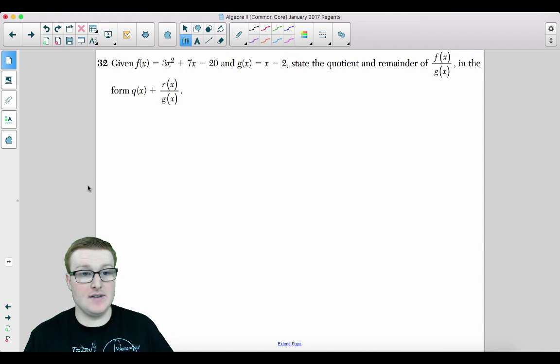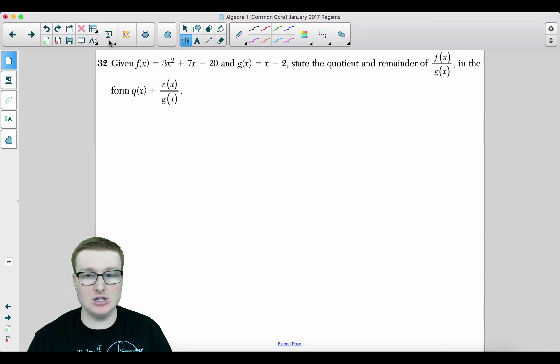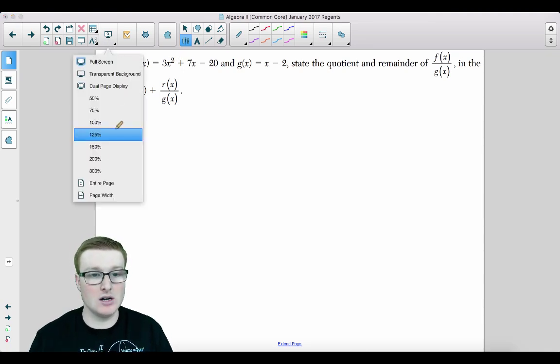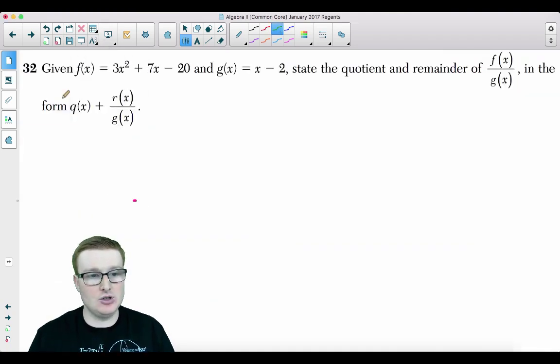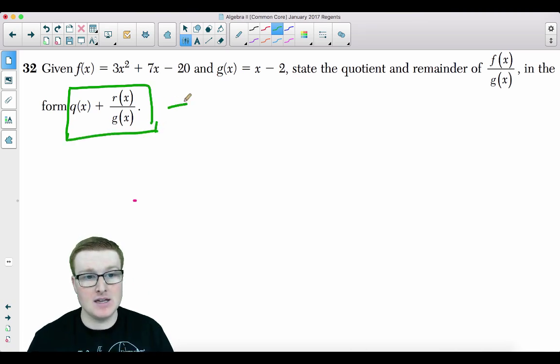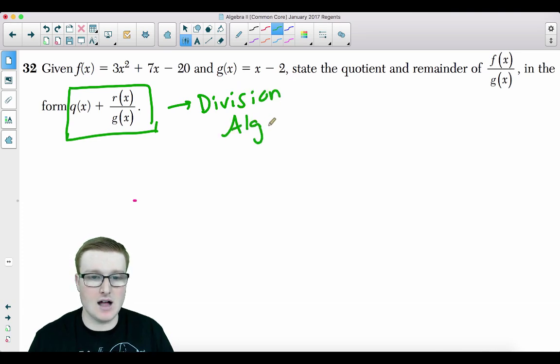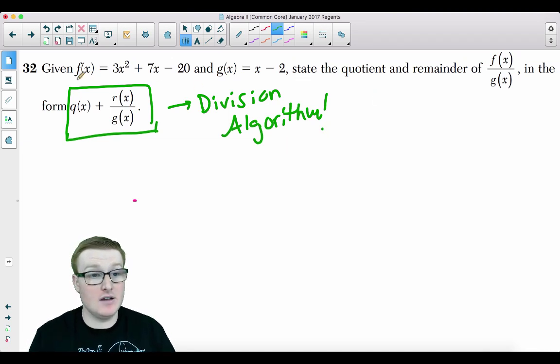Number 32. Given f of x equals 3x squared plus 7x minus 20 and g of x equals x minus 2, state the quotient and remainder of f of x divided by g of x in the form of q of x plus r of x over g of x. So if you don't know what this is by now, oh God, you haven't been studying my review packet, have you? Shame on you. This is the division algorithm, which states if you divide f of x by g of x, you get the quotient plus the remainder over the divisor. Let's do it.